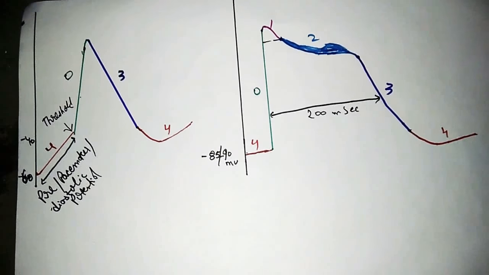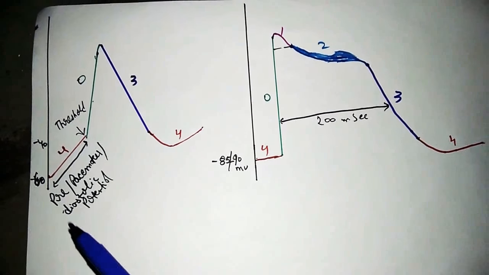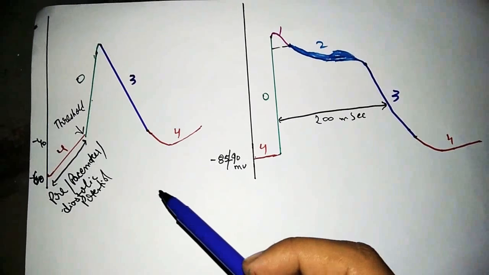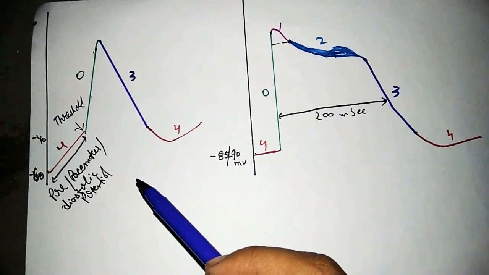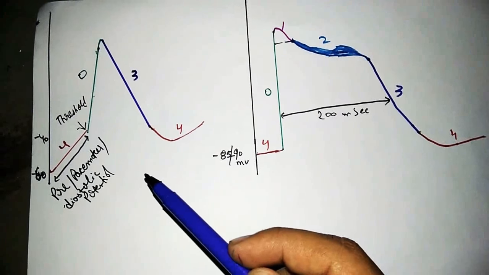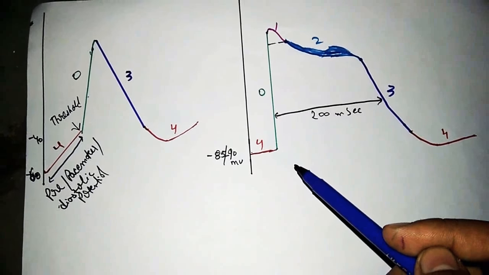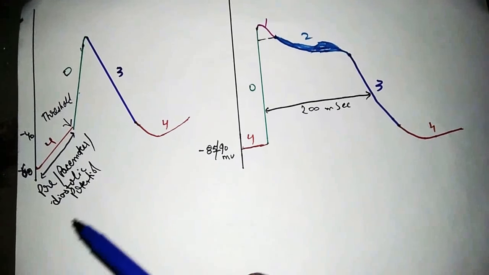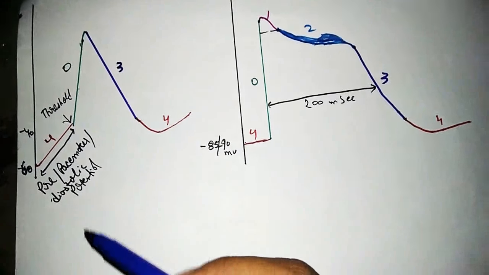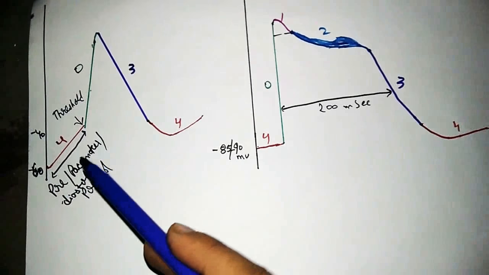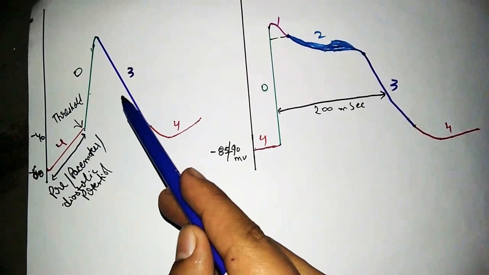Hello guys, today I am going to discuss the SA node potential, and we will compare it with the SA node action potential or AV node action potential, and also with the cardiac action potential. In the SA node action potential we have three phases: phase 4, phase 0 and phase 3.